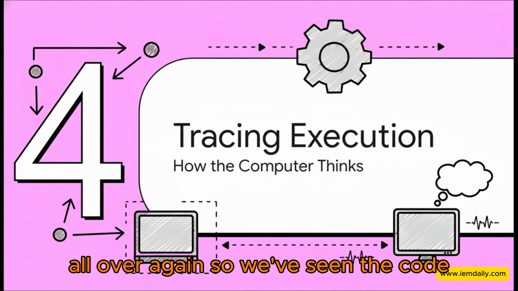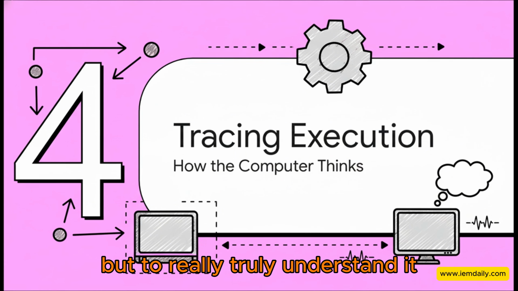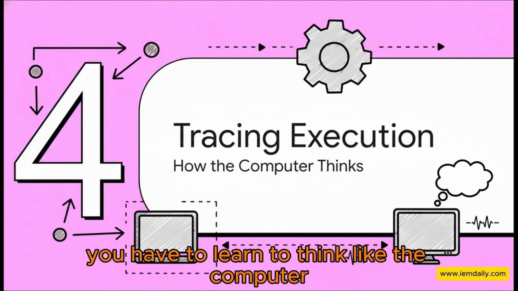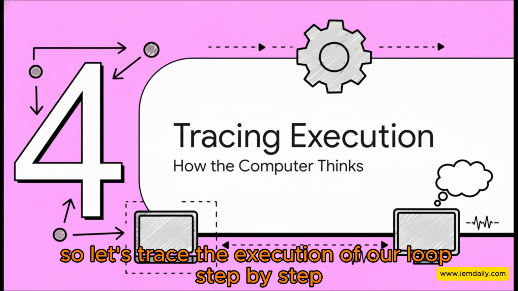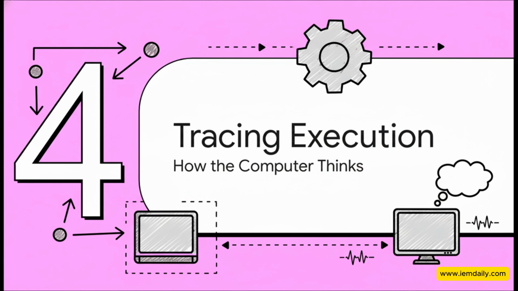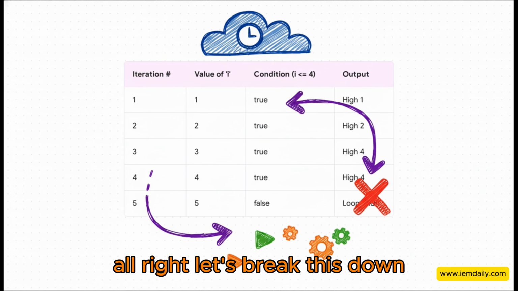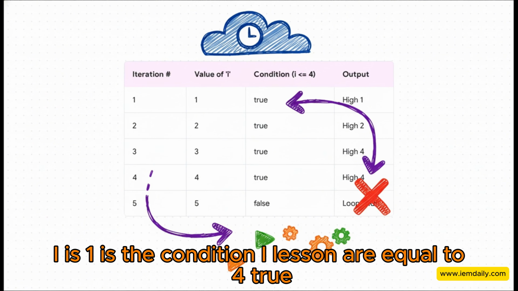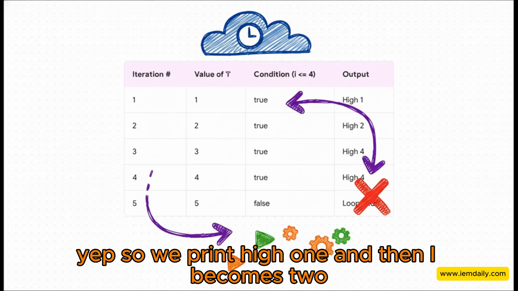So we've seen the code, but to really truly understand it, you have to learn to think like the computer. So let's trace the execution of our loop step by step. All right, let's break this down. First time through, I is 1. Is the condition I less than or equal to 4 true? Yep. So we print hi 1, and then I becomes 2.